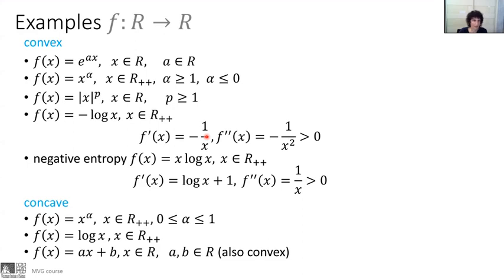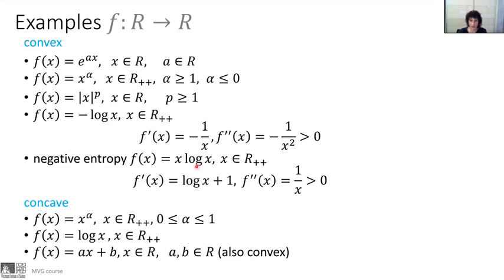Here we have some examples. Let's see, for example, minus log x. If I differentiate it twice, I get that, just a minute, something is not right. I think it should be without the minus, sorry. It's a mistake here. If I differentiate it twice, then I'll have something which is greater than zero. I mean, in the domain where x is greater than zero, then minus log x is going to be a convex function.